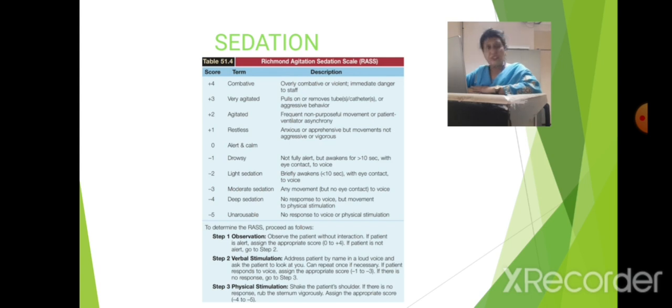Step 3 is physical stimulation. Shake the patient's shoulder. If there is no response, rub the sternum vigorously. Assign the appropriate score as -4 to -5.